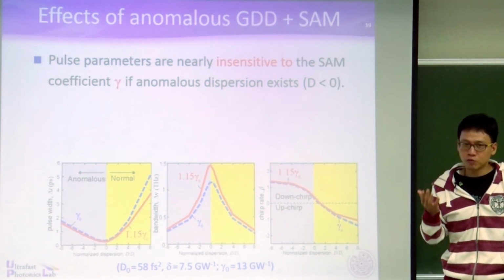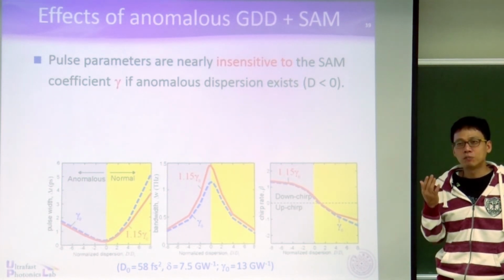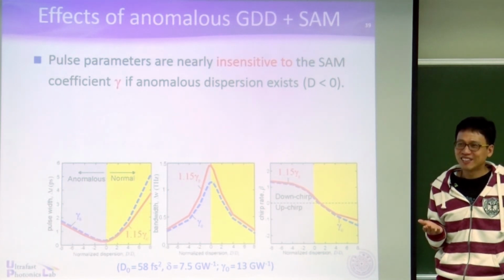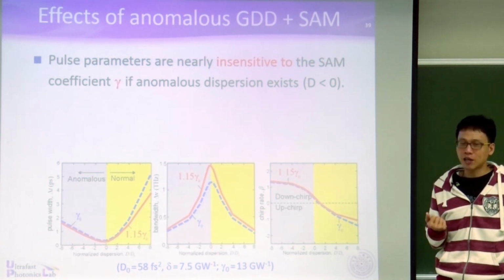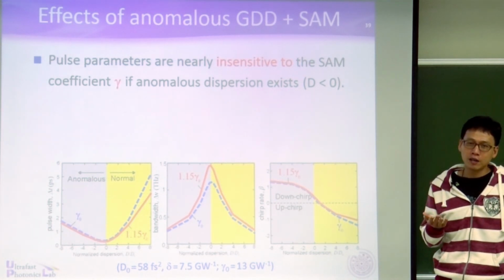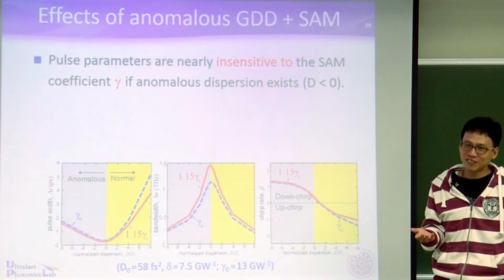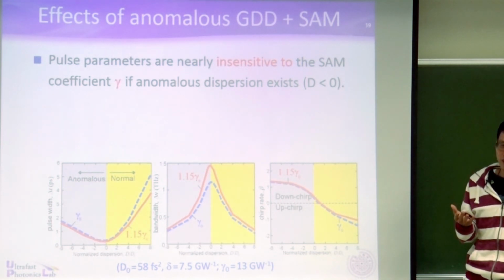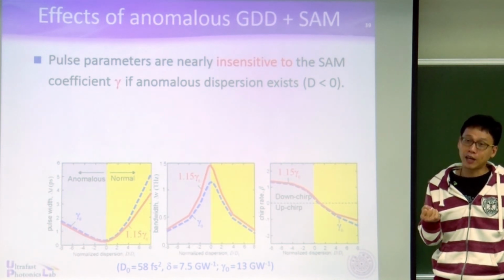What is the meaning of overlapping of two curves? It means the SAM coefficient is unimportant for the steady-state solution. So although your SAM coefficients differ by 15%, you got essentially the same result. So SAM is insensitive to the steady state. But it's very strange, right? Supposedly, pulse shortening comes from SAM.